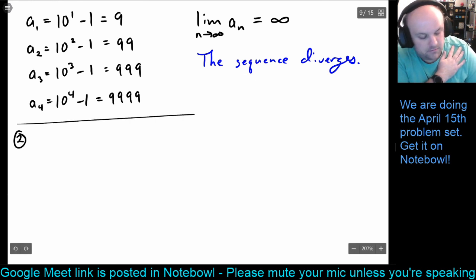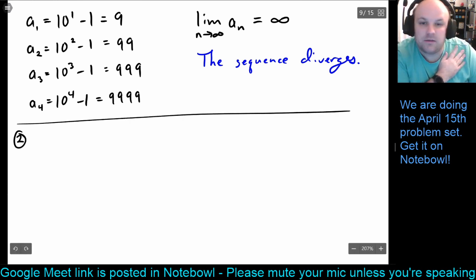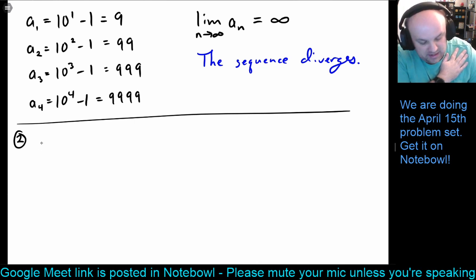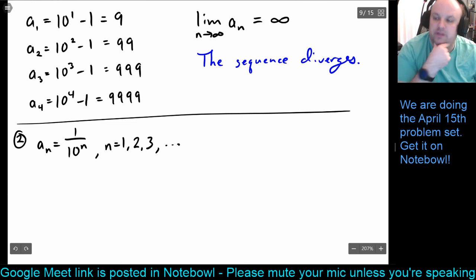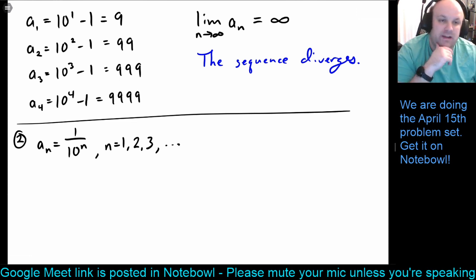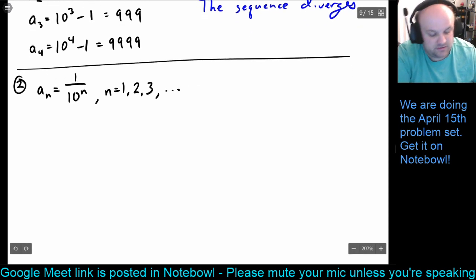Problem 2, or part 2. Let's see, we're looking at a_n equals 1 over 10 to the n. All right, so here we want to write out the first 4 terms and see if this is converging or diverging.